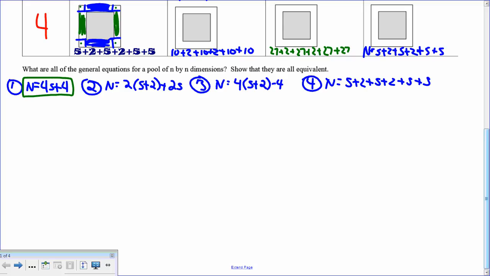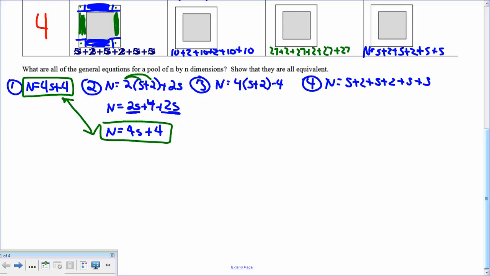So in the second problem, let's use our algebra skills. We are going to distribute the 2 into s plus 2. Okay? And when I do that, I get n equals, well, 2 times s is 2s, and plus 2 times 2 is 4. And I bring the other 2s down. Well, I have like terms of a 2s and a 2s. So when I add them together, 2s plus 2s is 4s. And I get 4s plus 4. And look what happens here. This expression simplified happens to be the same expression as number 1.